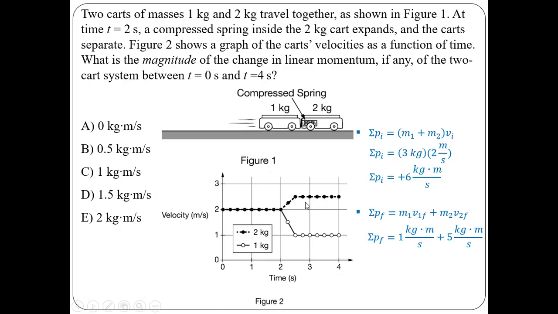And then m2 is the 2 kilogram block, the mass being 2, the final velocity being 2.5. So 2 times 2.5 is 5. 1 plus 5 is 6. As you can see here, both these values are still positive. So the final momentum is positive 6. So I'm going to say that there is no change. You start off with 6, you end up with 6 in the positive. That hasn't changed. So I'm going to highlight A as my answer.